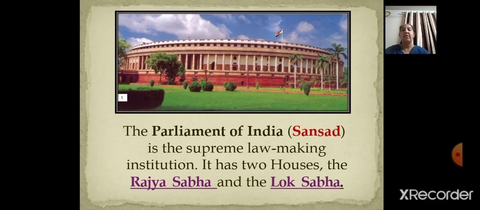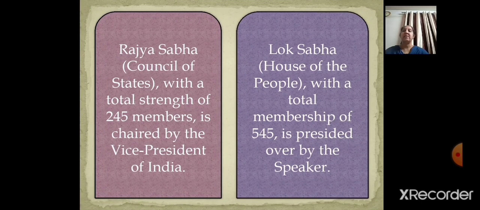Now, this we have already seen in our last presentation, that is the Parliament of India, that is Sansad. It's a supreme law-making institution. It has two houses, that is the Rajya Sabha and the Lok Sabha. Rajya Sabha, that is the Council of States with a total strength of 245 members, is chaired by the Vice President of India. We are going to learn about this in detail in this presentation only. Lok Sabha, that is House of the People, with a total membership of 545, is presided over by the Speaker.